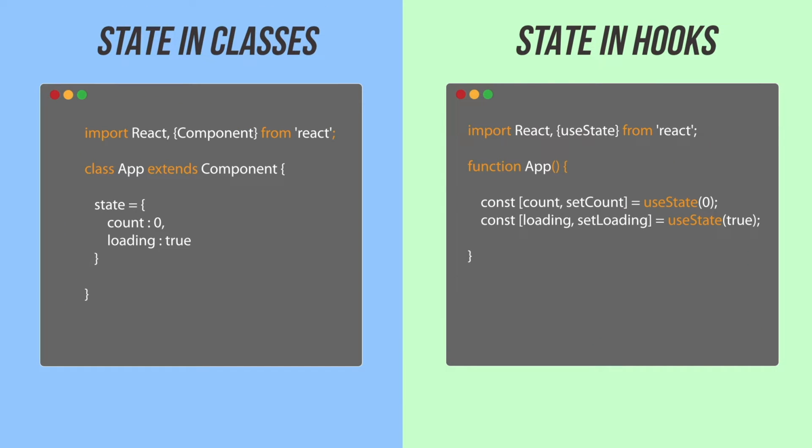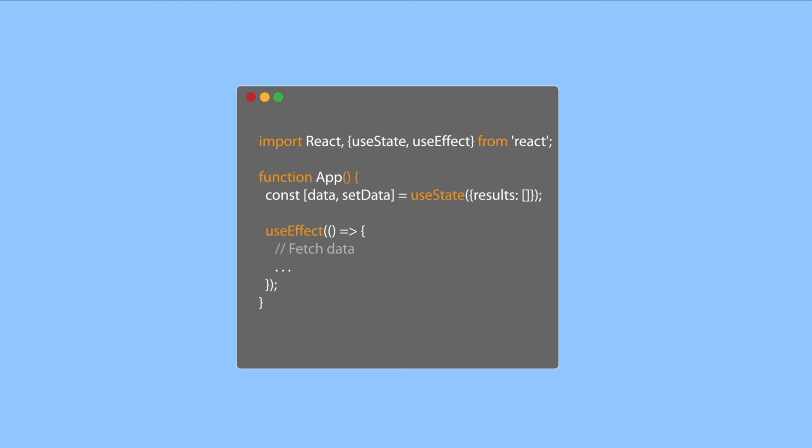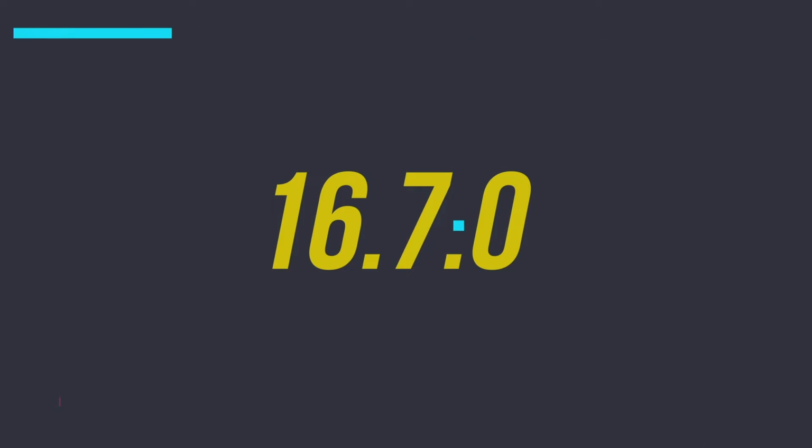Stating hooks is similar as in classes, but stating hooks doesn't have to be just one object. Instead, in hooks, you can have individual state values. And there's no need to start rewriting your old React code. Hooks can be implemented side by side with class components. Also keep in mind that hooks are still in alpha version at the moment of recording this video, but they will probably be released in React 16.7.